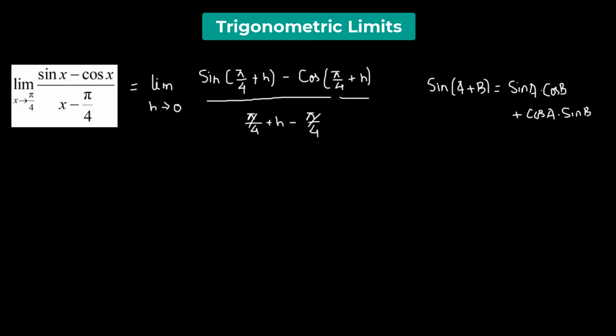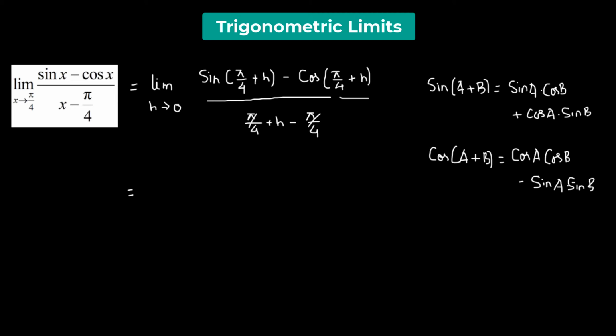So you're going to use this identity to expand the first term in the numerator, which is sine pi by 4 plus h, and we'll use the identity cosine of a plus b equals cosine of a times cosine of b minus sine of a times sine of b. And we're going to use this identity for our second term in the numerator.